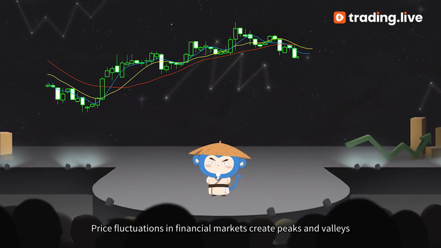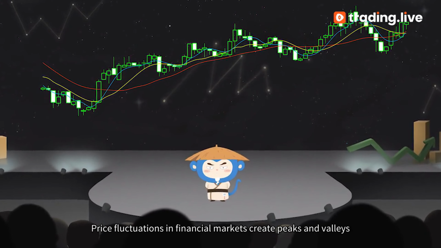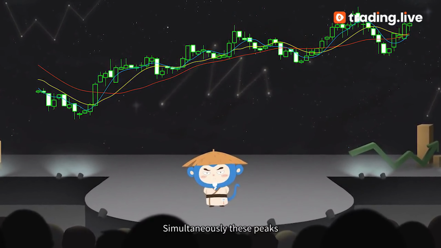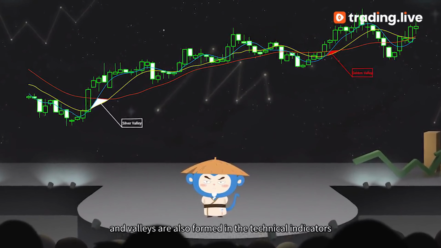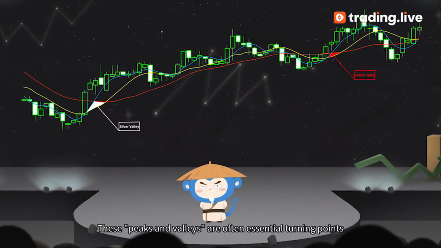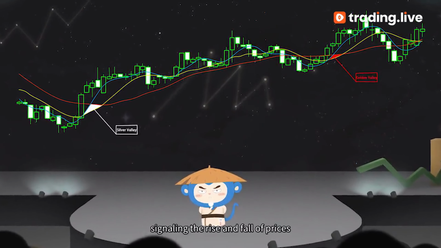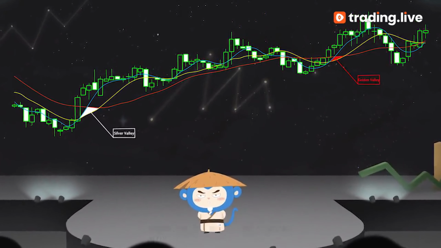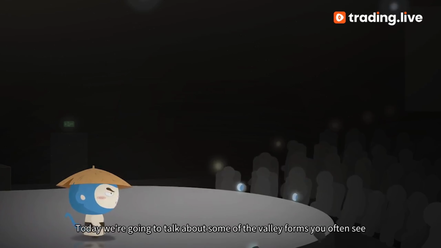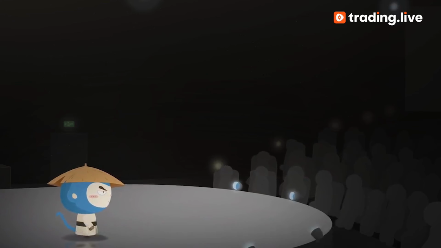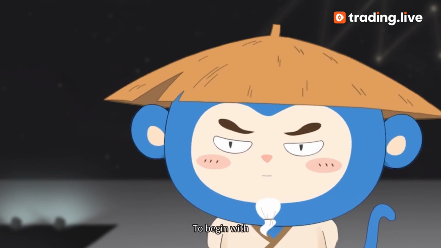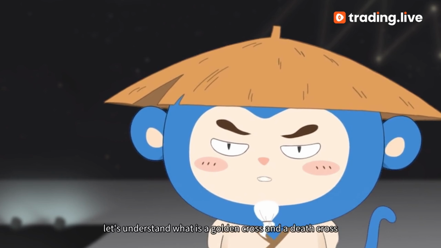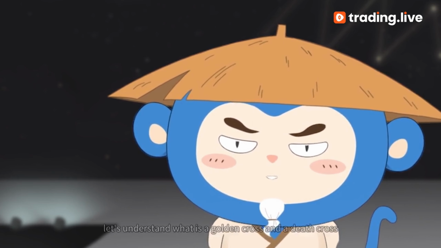Price fluctuations in financial markets create peaks and valleys. Simultaneously, these peaks and valleys are also formed in the technical indicators. These peaks and valleys are often essential turning points, signaling the rise and fall of prices. Today we're going to talk about some of the valley forms you often see: Golden Valley, Silver Valley, and Death Valley. To begin with, let's understand what is a golden cross and a death cross.